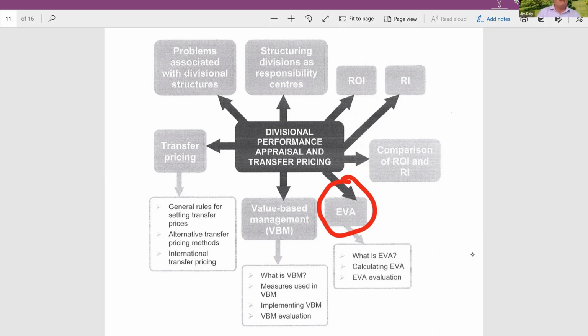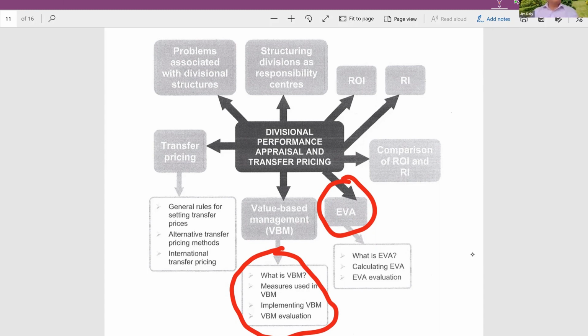Some of you might be familiar with it. If not, it is something that is important and needs to be looked at. Again, value-based management tends to be asked quite often. What is it? Measures used in VBM, implementing it, and the evaluation of VBM. Transfer pricing is where we have divisions that are trading with each other, one buying, one selling. What are the general rules, alternative transfer pricing methods, and international transfer pricing?